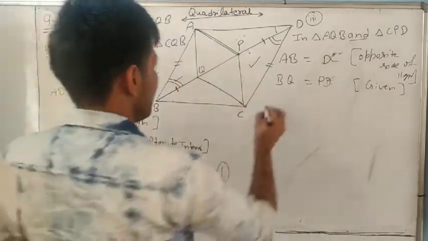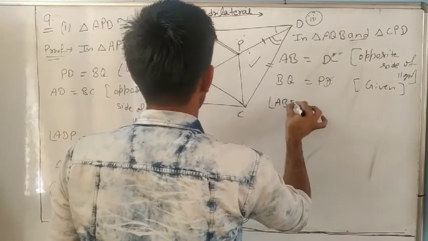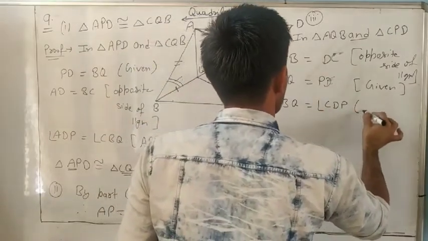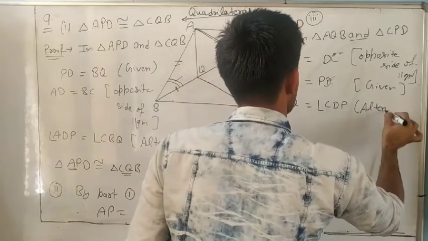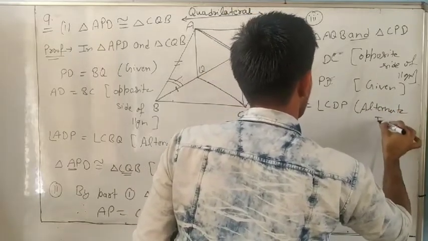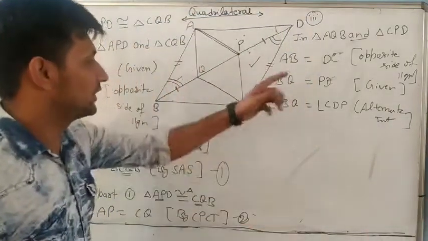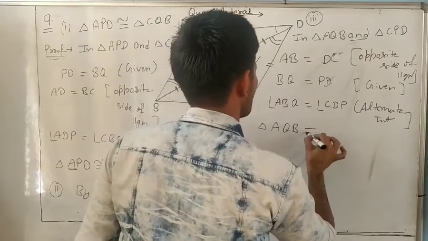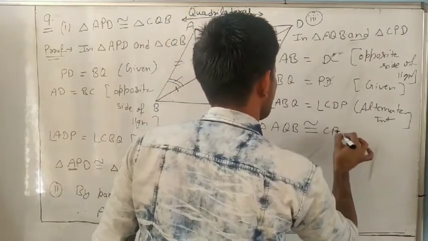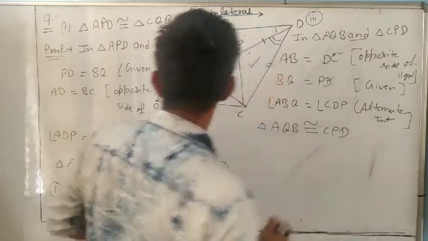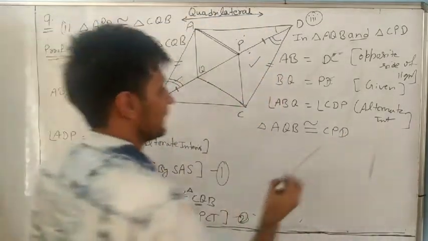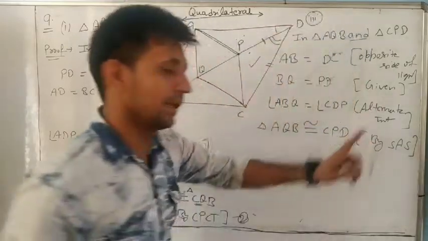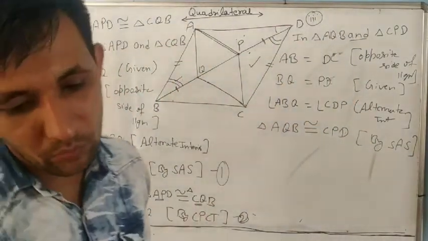You can write angle ABQ equals angle CDP, alternate interior angles. So these two triangles are congruent. Triangle AQB is congruent to triangle CPD by side angle side criteria. Understand it? This one we wanted to prove is now finished.